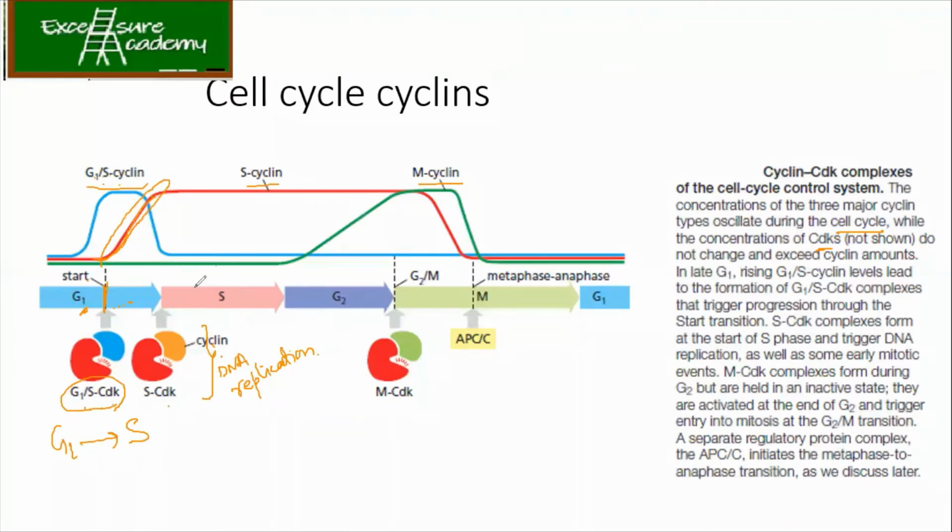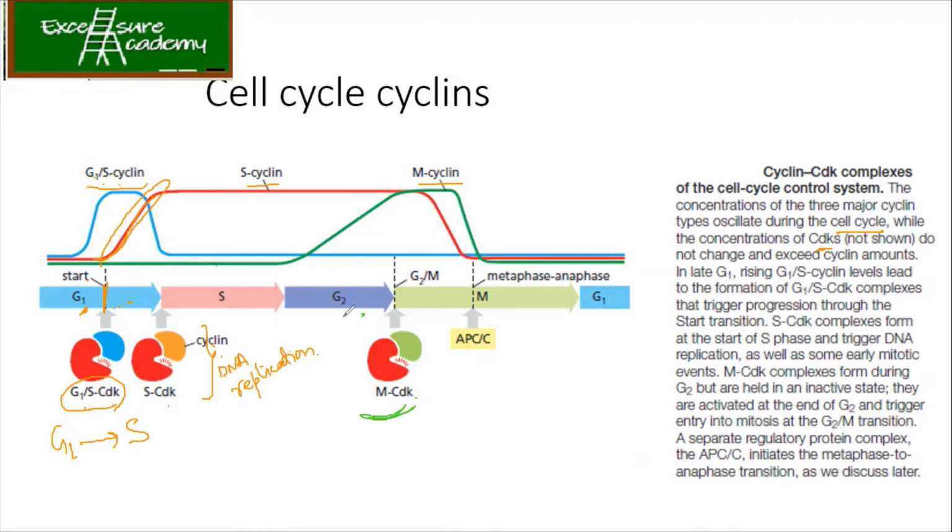Now, as you see, throughout the S phase, S cyclin concentration is increased. Okay. Now, slowly where the G2 is starting, there the M cyclin concentration is increasing. Okay, so M cyclin CDK is formed towards the end of your G2. Okay, now what will happen? This is ensuring that the cell is ready for your mitosis. Did you get it?